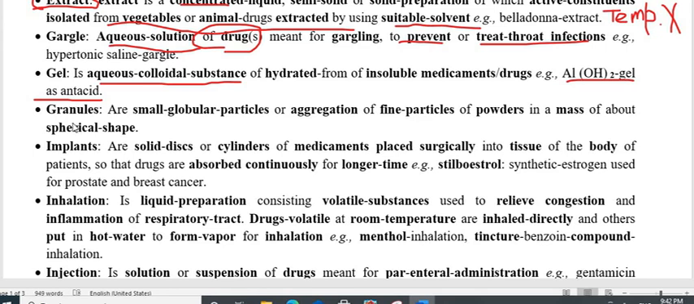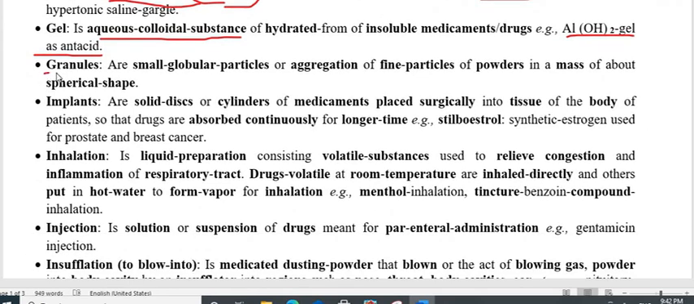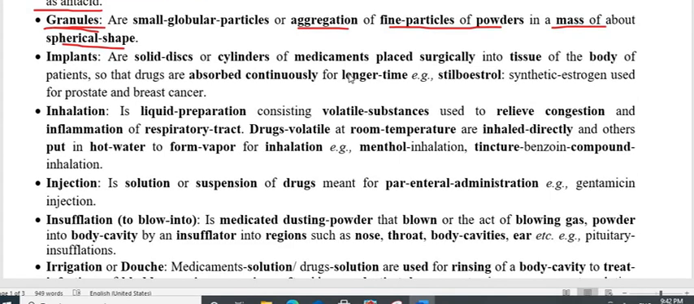Dosage form. Now we have to go through the granules. So granules are, you can say, small fine particles of powder in the form of a small mass, particularly in a spherical shape, called granules, in which the drug has to be mixed. So granules are small globular particles, or you can say an aggregation of fine powder in mass form, particularly of spherical shape, called granules.